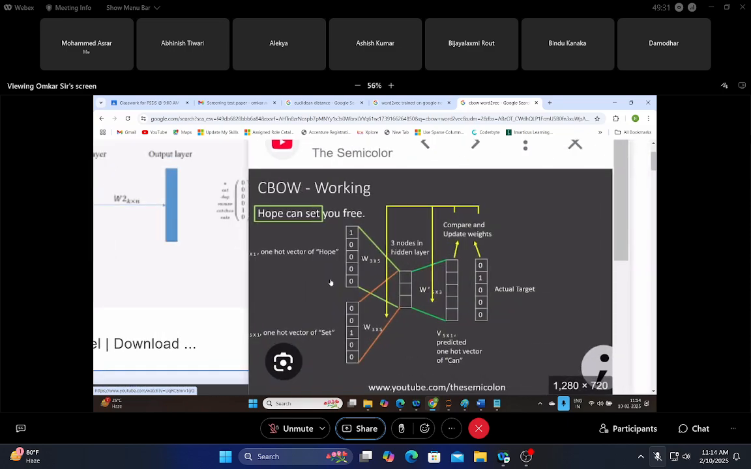Here you see, hope set, hope set. What is the output they are predicting? Can. So this is the hope vector, this is the set vector. How are you getting these vectors? By using the vocabulary, your pre-trained model. Google has already trained the vocabulary. From there it will come. That is the vocabulary. Simple approach.